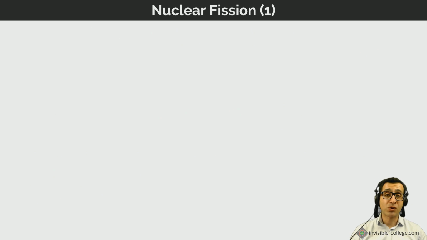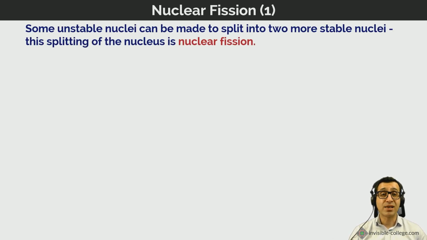So again, as we saw before, some unstable nuclei will stabilize themselves by emitting alpha, beta, or gamma radiation. But nuclear fission is a slightly different process. Nuclear fission describes taking an unstable larger nucleus and then causing it to become so unstable that it splits into 2 smaller, more stable nuclei. And this splitting is called nuclear fission. The word fission literally means splitting apart.